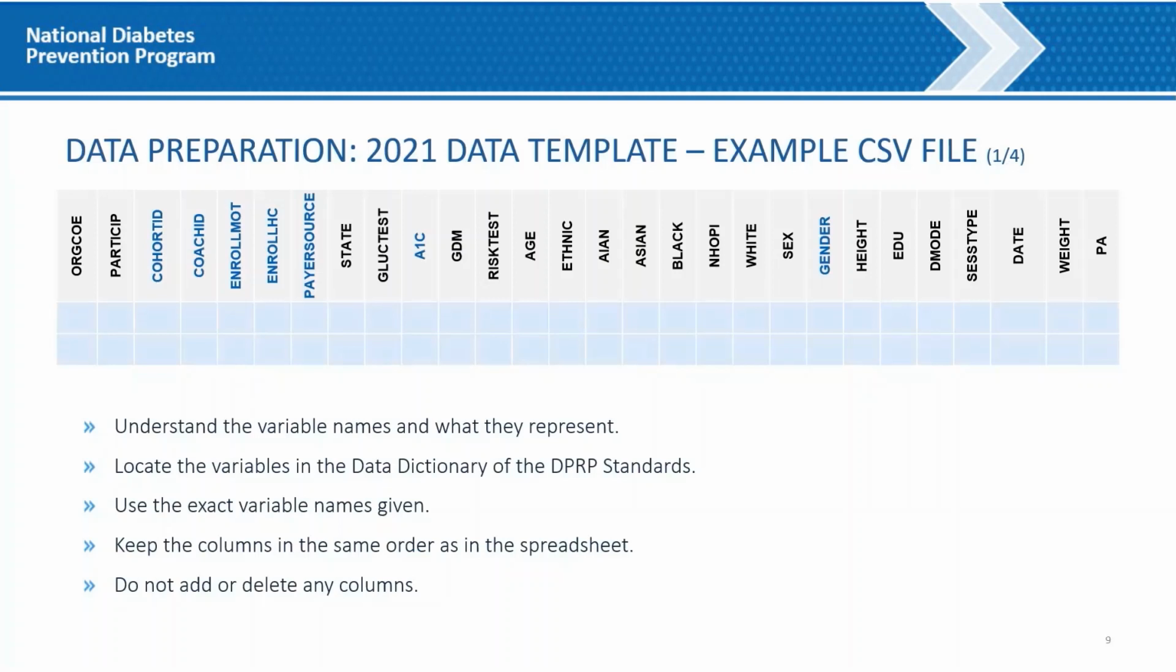Across the top of the spreadsheet is the list of variable names that correspond to the data dictionary in Table 4 of the 2021 DPRP standards and operating procedures. Please refer to the data dictionary for an explanation of each variable and a list of valid entries. No other variables should be added and no variables should be deleted. Existing variable names and the order in which they are presented should not be changed. Any changes to the columns will cause an upload failure and system errors.